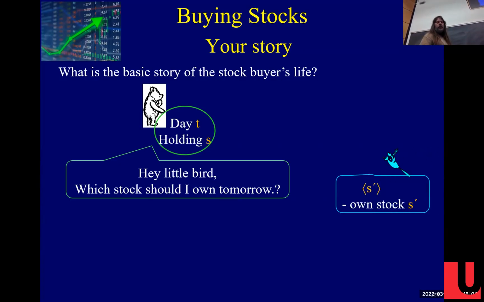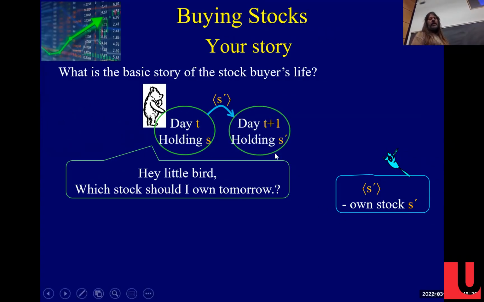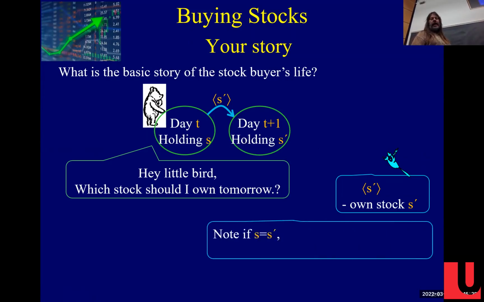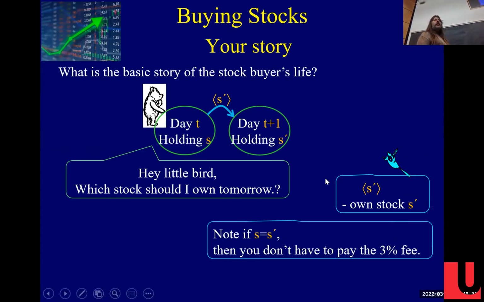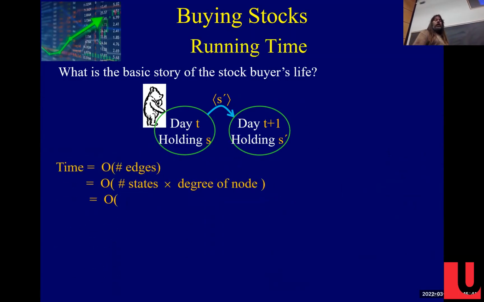So here I'm kind of asking, what stock do I own tomorrow? And she tells me what stock to own tomorrow. And if it's a different stock, then I'm just moving forward one day. And if they're equal, then I don't have to pay the 3%. We can calculate the cost of all of these edges, and it's a little cheaper when you don't buy new stock. And so now what's the running time?